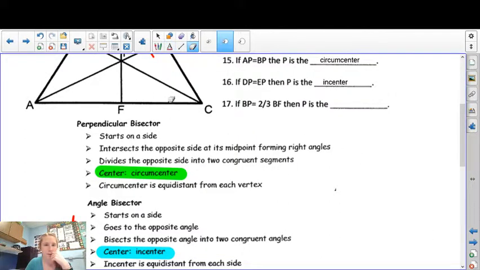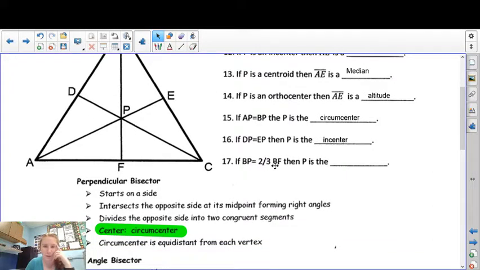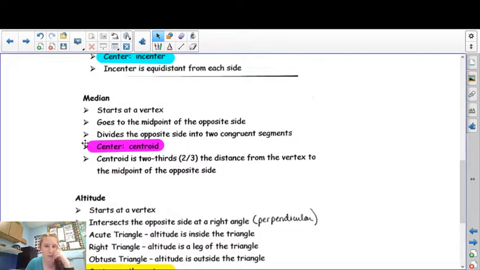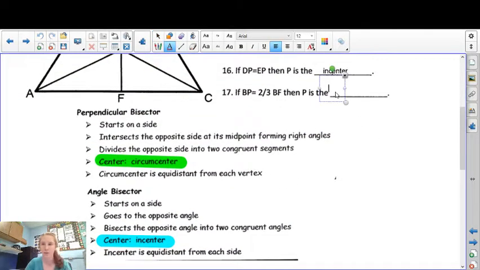Okay, let's clear this. If BP equals 2/3, hey, wait a minute, something was 2/3, it's got to be the centroid. Boom. Process of elimination right there.